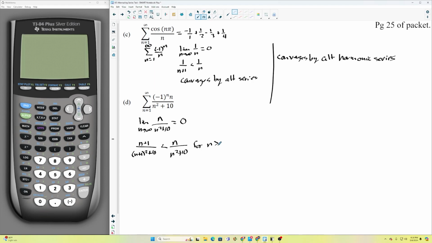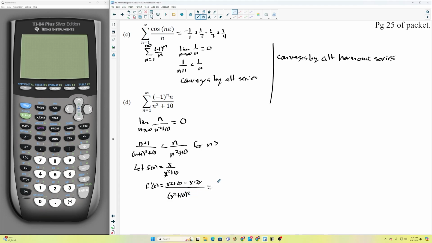So we don't have to have a sequence that decreases right away. It can eventually decrease. So when does it start decreasing? Well, this is a little too complicated to just be able to look at and tell when this starts decreasing. So what we're going to do is let f of x equal x over x squared plus 10. We're going to take the derivative, which is bottom times the derivative of the top, which is 1, minus the top times the derivative of the bottom, and that's going to be over the bottom squared.